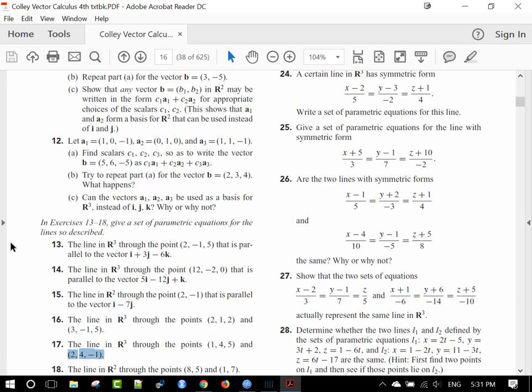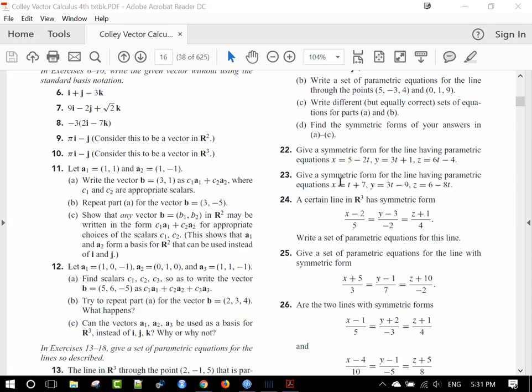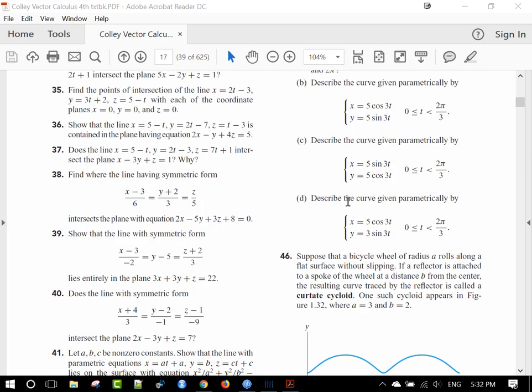And here they ask you to get the symmetric form for the line that has these three as its parametric equations. And in 25, they give you the symmetric form, and they ask you to go backwards and find a set of parametric equations. That shouldn't be too hard either. So you should try all of these. And you can check to see whether you can do some of the other ones as well.